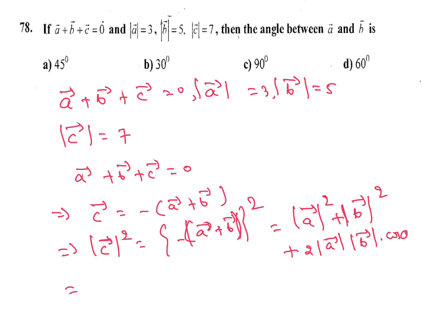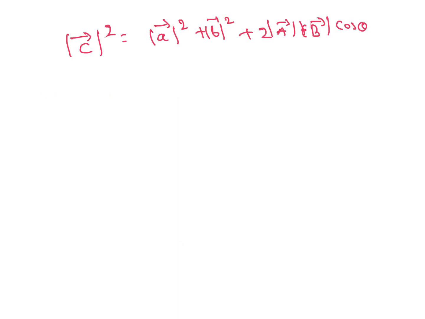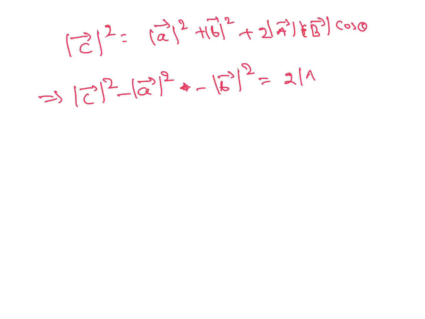So, next page I will write. So C square minus A magnitude square minus B magnitude square equal to 2 into A magnitude B magnitude cos theta.